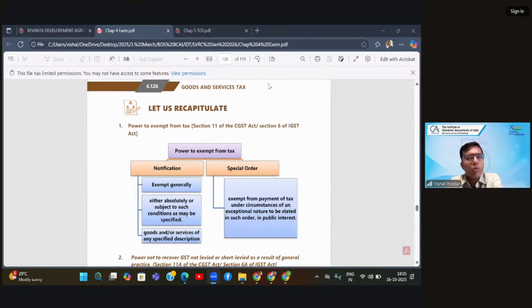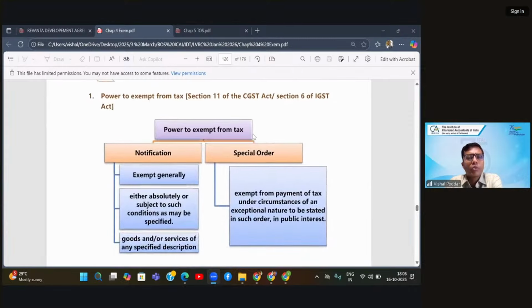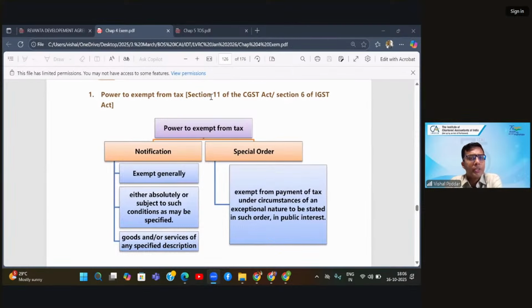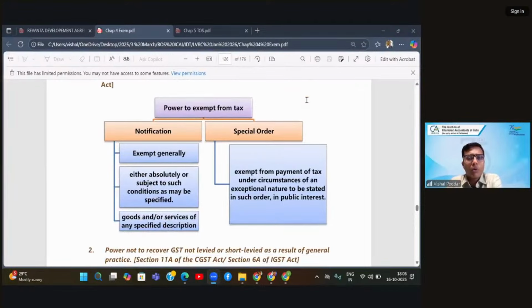Now, how does government get this power? So government gets this power through Section 11 of the CGST and SGST Acts and Section 6 of the IGST Act. So these are the sections which empower the government to give exemption. Now, how do these sections empower the government? It provides two mechanisms to the government. One is by way of a notification, or the other is by way of a special order.